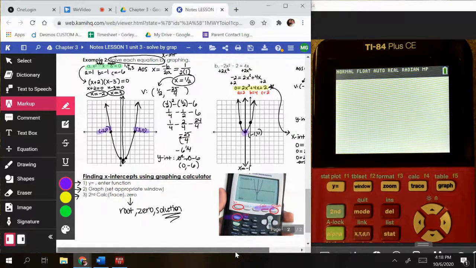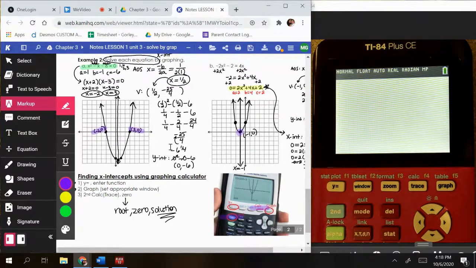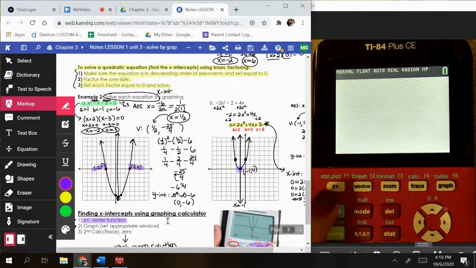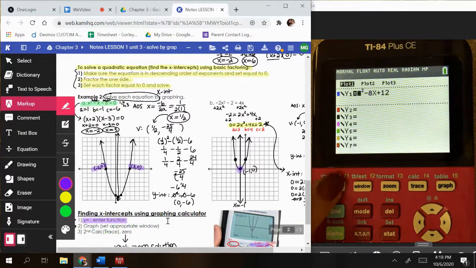Okay, so let's practice just quickly finding the x-intercepts using the graphing calculator. My first function was this x squared minus x minus 6. We're first going to go to y equals on our graphing calculator. So that's going to be right here. I'm going to press y equals.